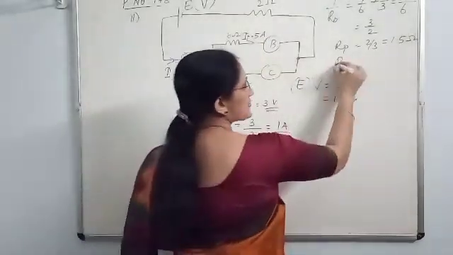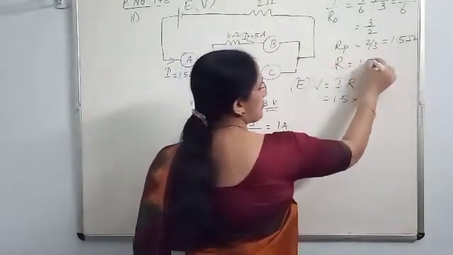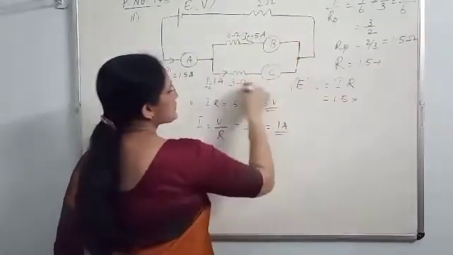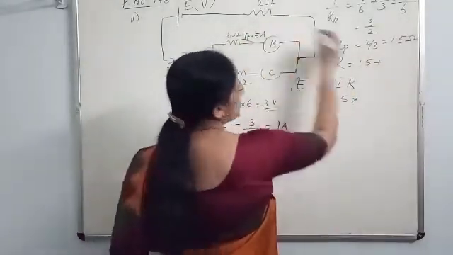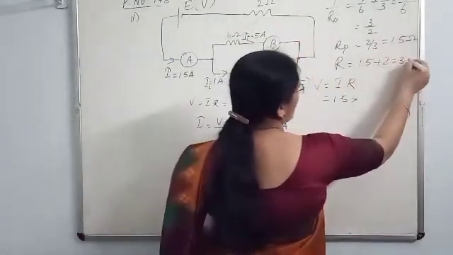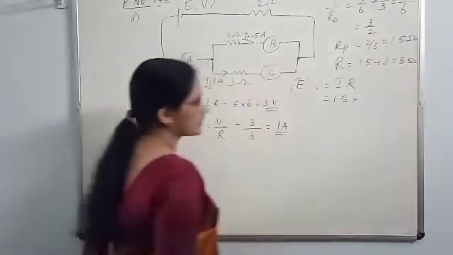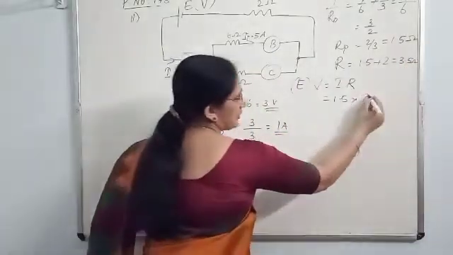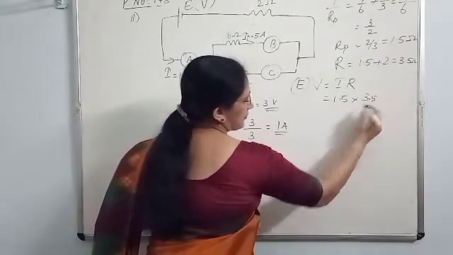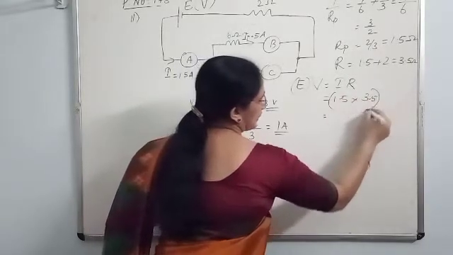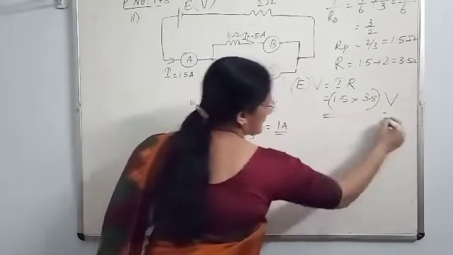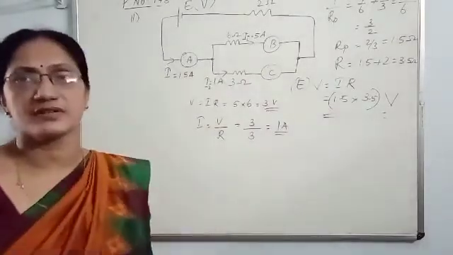So the total resistance of the circuit is 1.5, that is the resistance of this section, plus 2, that is 3.5 ohm. That is the total resistance. That value you have to use here, 3.5. When you multiply, you will get the answer in volt unit. This is the EMF of the cell.